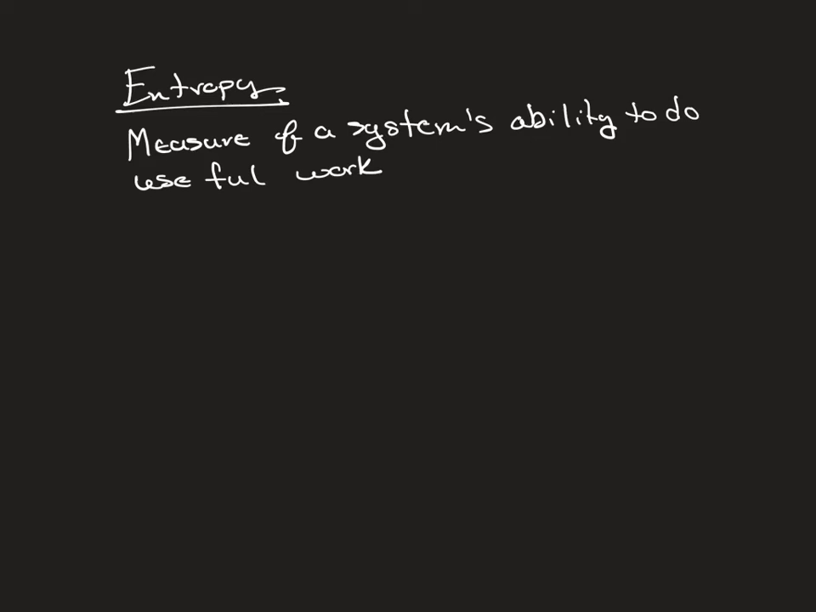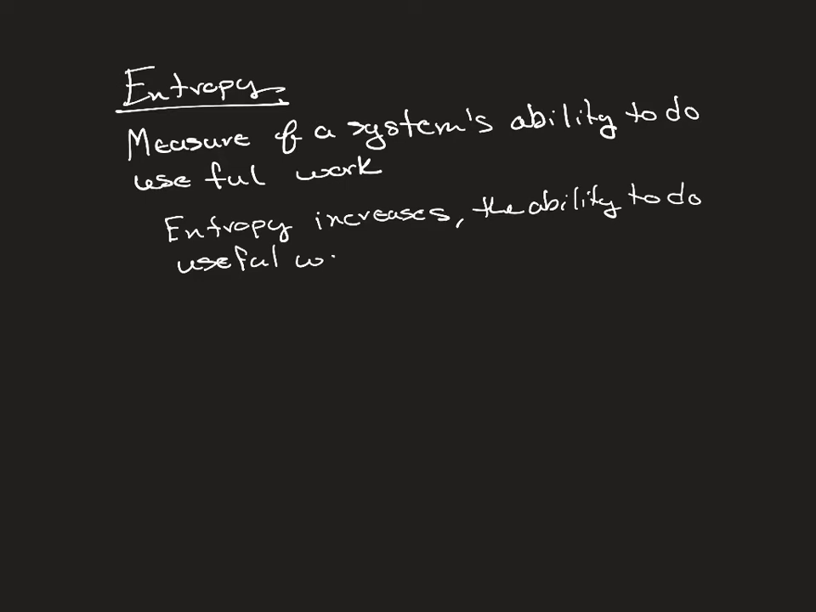In this video, we're going to discuss entropy. Entropy is the measure of a system's ability to do useful work. So as entropy increases, the ability to do useful work decreases.